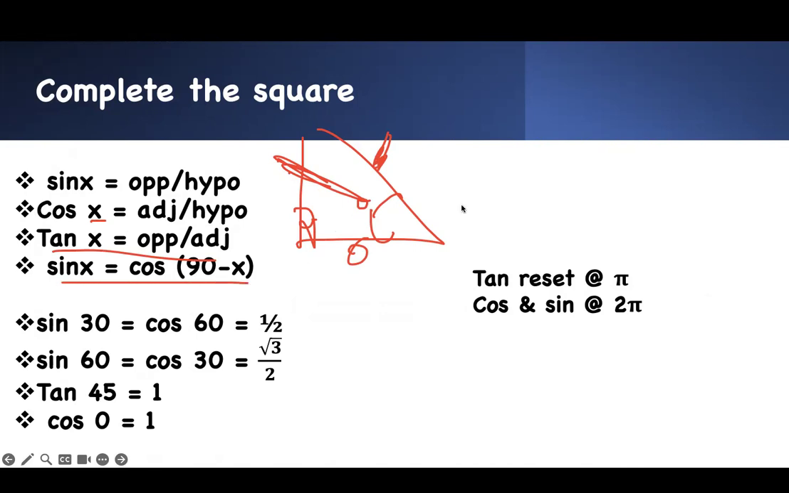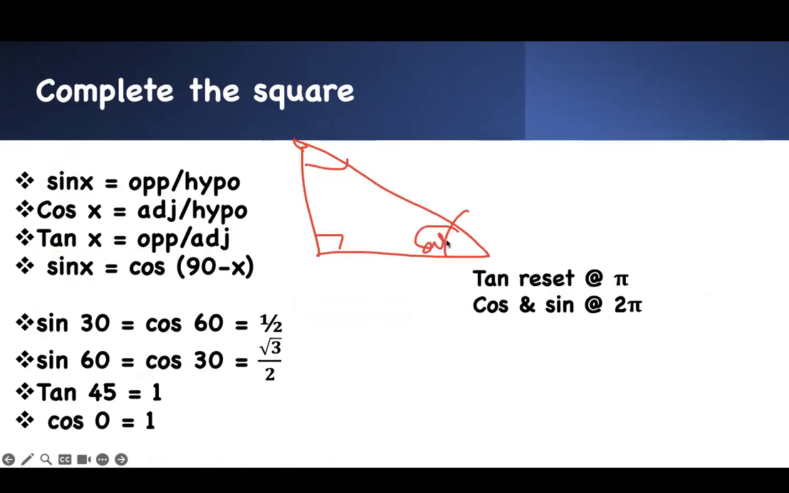This equation, I want you to know: the sine of a certain angle and the cos of the corresponding angle away from it are always the same. Sine of a certain angle here, if you take the cosine of this angle and add them together, they should be equal to 90. And this is the way they will ask you. So you've got to distinguish between them.